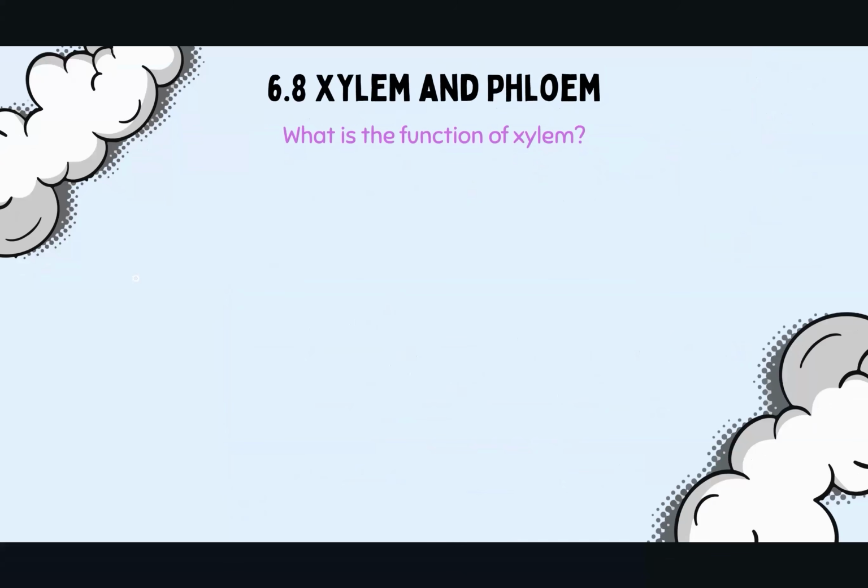Okay, xylem and phloem. What is the function of xylem? So 6.8 specifically says explain how structure of xylem and phloem are adapted to their function in the plant. So you need to know about the fact that xylem is lignified, so it's got lignin, and how that helps it transport water, and the fact that xylem is dead, and also that phloem is living cells, and it's got lots of mitochondria because it uses energy to transport sucrose, sugar around the plant.